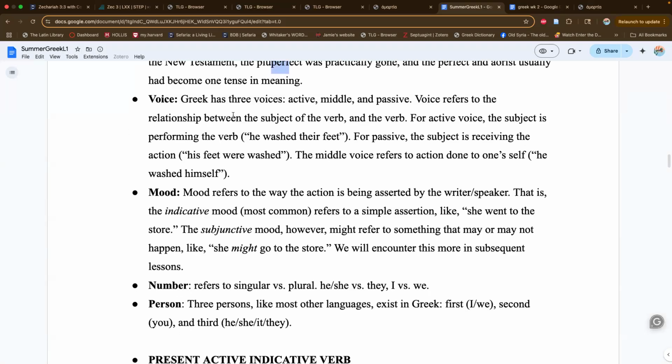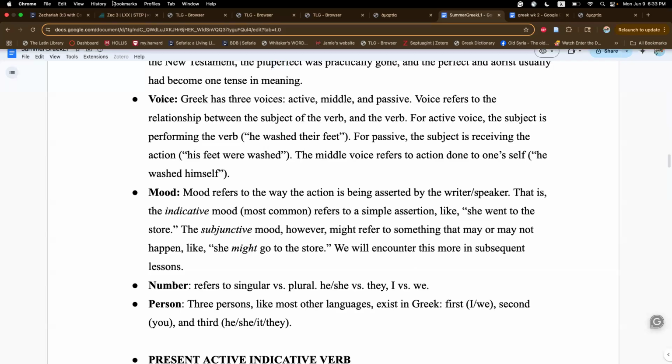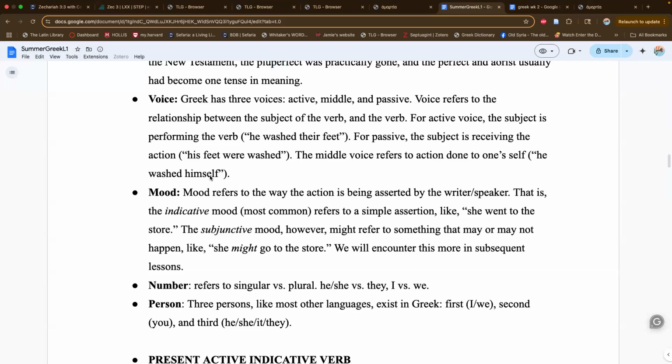Voice, something to note is that Greek has three voices instead of the English two. So where we can distinguish between the active and passive, that is, I picked up the coffee cup, I am the subject and I'm doing the action, whereas the coffee was picked up, the subject is the receiver of the action. In Greek, they have a third one, which is called the middle voice. This indicates action that one is doing for oneself or to oneself.